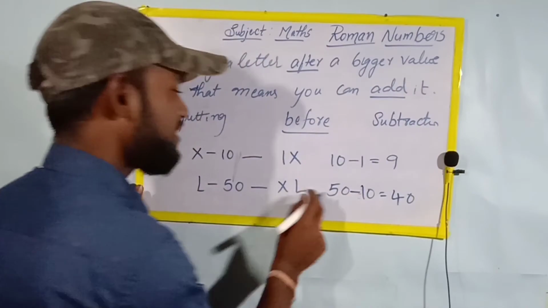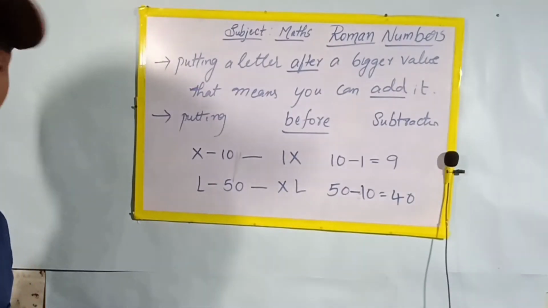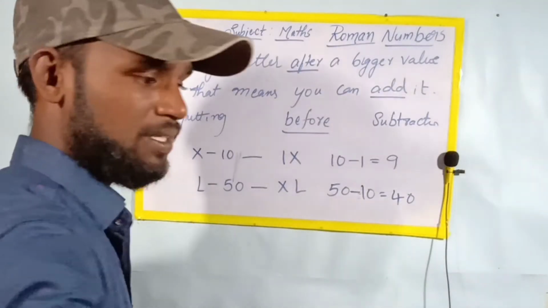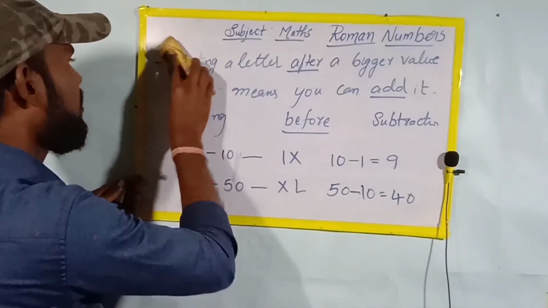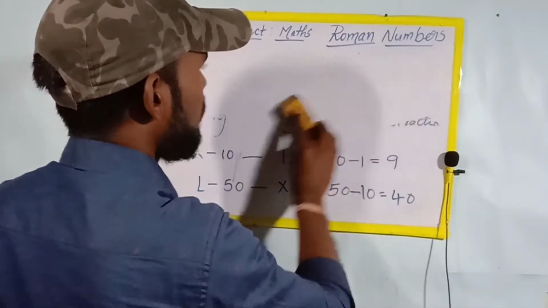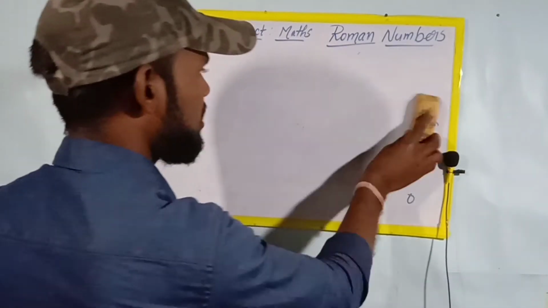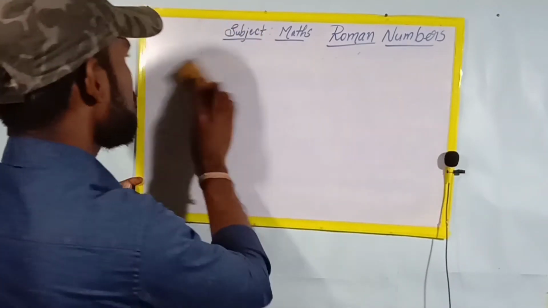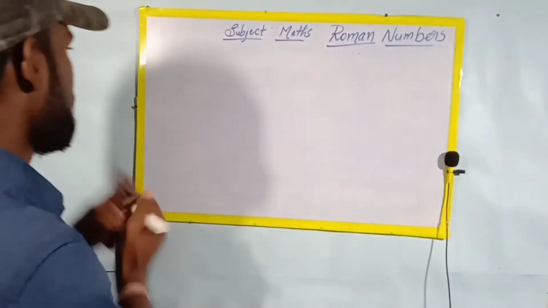40. So XL means 40. I hope everyone understood the concept. Now I will explain. Now I will write the numbers here. See here, for your convenience, I will explain once more. I am writing the numbers here.